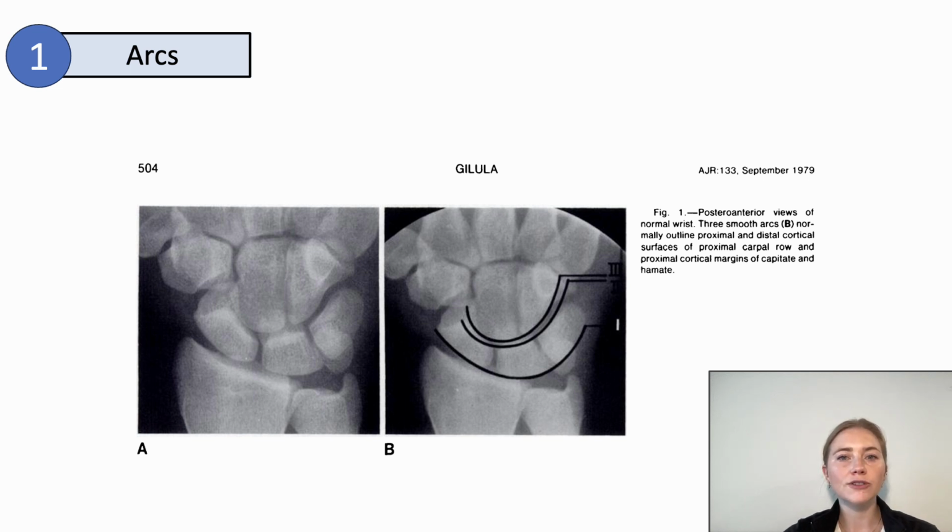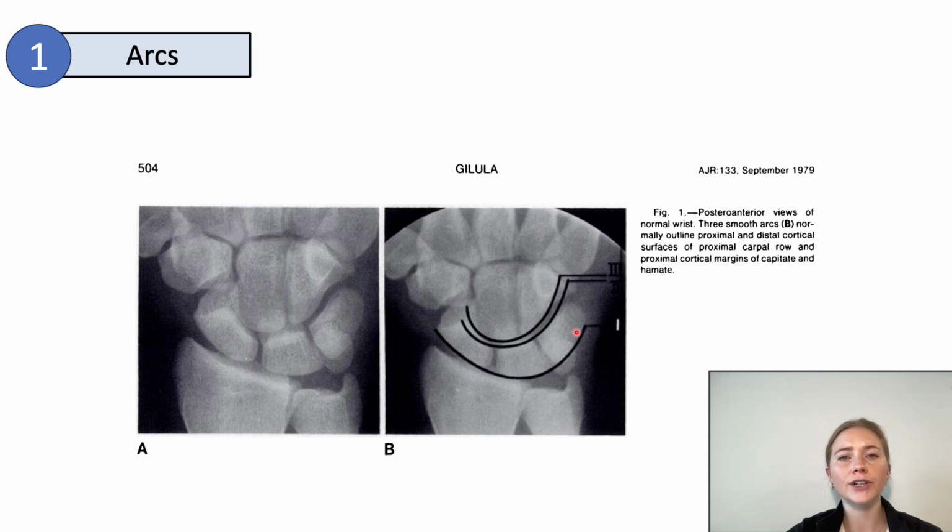The first arc is created by outlining the proximal row where the wrist joint is. So you can see right here the proximal row outlined in black here. Obviously, it isn't perfect with the pisiform sticking out a little bit, embedded in the flexor carpi ulnaris tendon, but you can see how there is a more or less smooth curve with the scaphoid, the lunate, and the triquetrum.